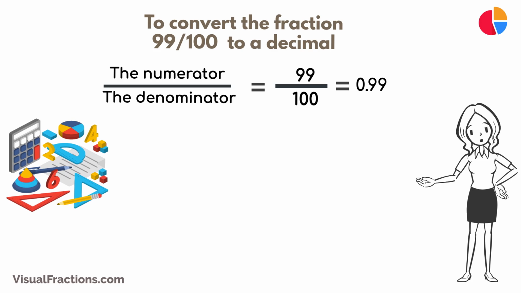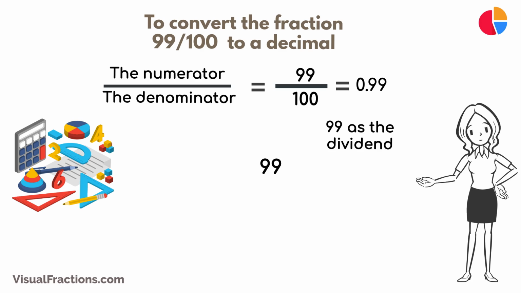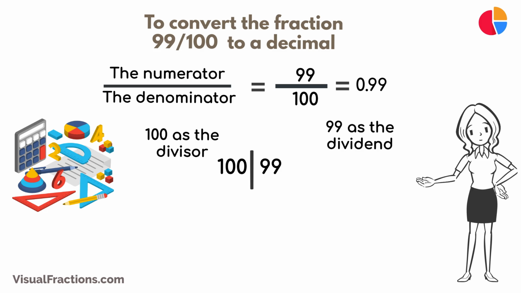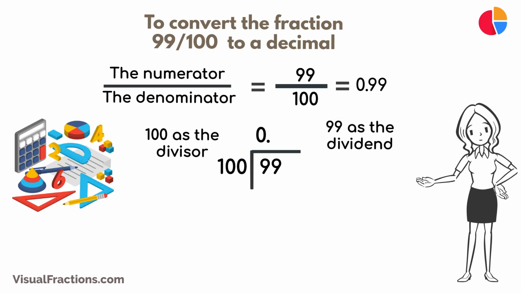To do this by hand using long division, we start by writing 99 as the dividend and 100 as the divisor. Since 100 doesn't fit into 99, we add a decimal point in our answer and append a 0 to 99, making it 990. How many times does 100 go into 990? Exactly 9 times. We write 9 after the decimal point in the quotient, making it 0.9.